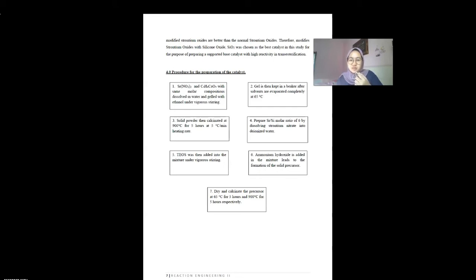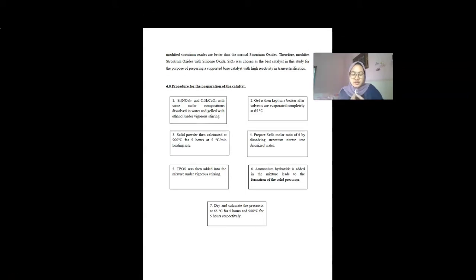The fourth step is strontium silicon catalysts are prepared at a molar ratio of 6 by dissolving strontium nitrate into deionized water. For the fifth step, the tetraethyl orthosilicate (TEOS) is then added into the mixture under vigorous stirring.